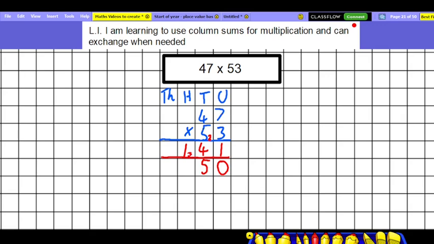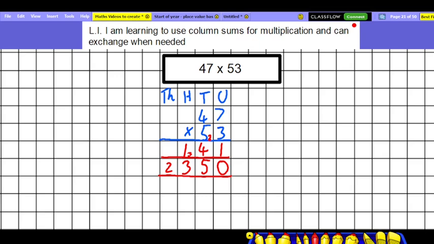Next up, we've just done 5 times 7, so we're going to work along, always working right to left, and we do 5 times 4. 5 times 4 is 20, but I need to add on that 3, so I'm going to get the answer 23.